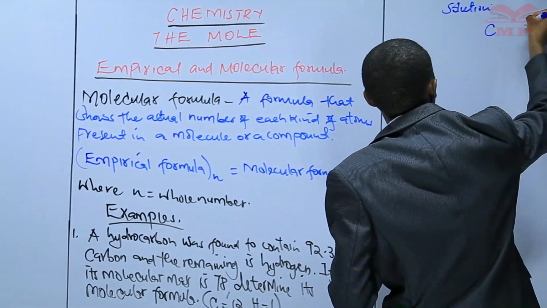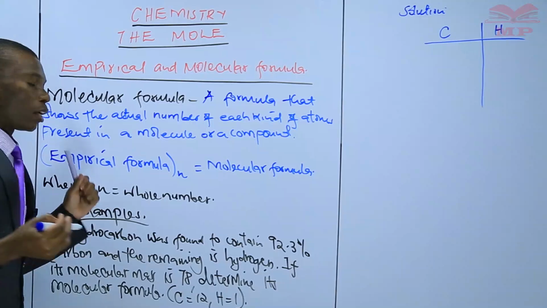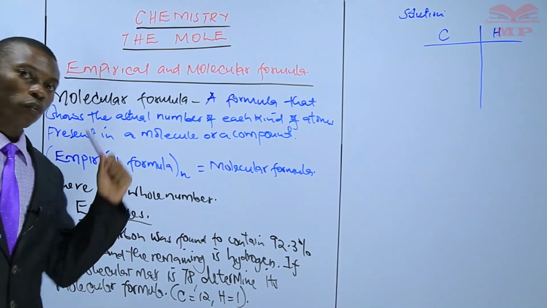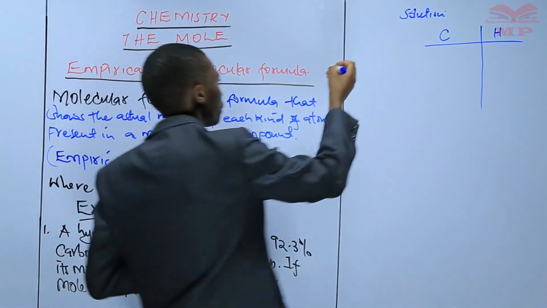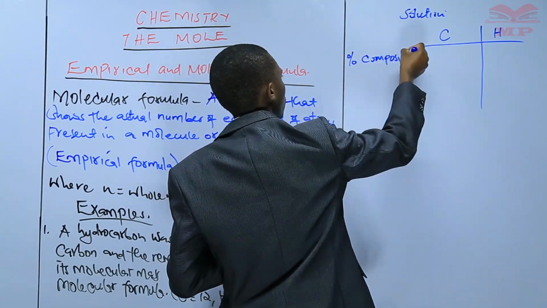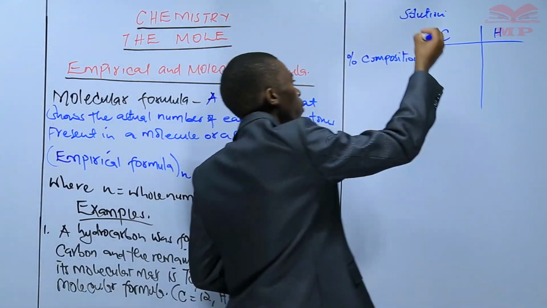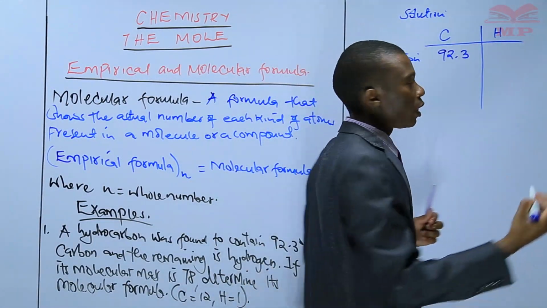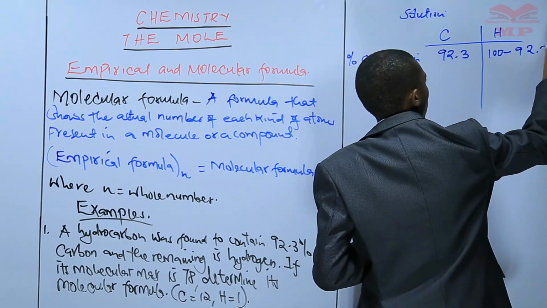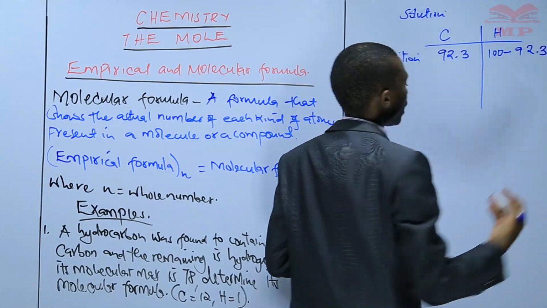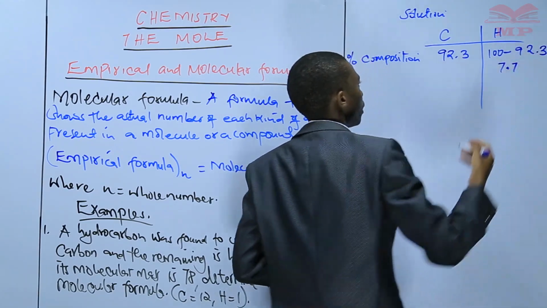We have carbon and hydrogen elements which are combining. A hydrocarbon, I told you previously, is a compound of carbon and hydrogen elements only. The percentage composition of carbon is 92.3 and the remaining is hydrogen. Therefore, the percentage of hydrogen is 100 minus 92.3, that is 7.7.